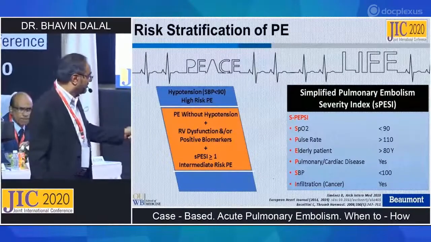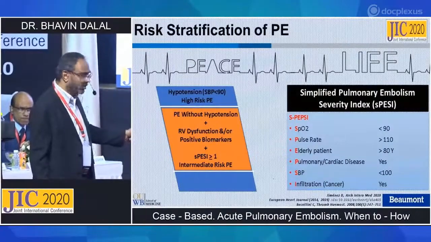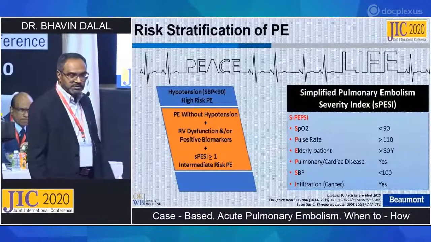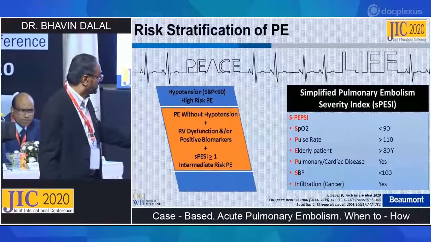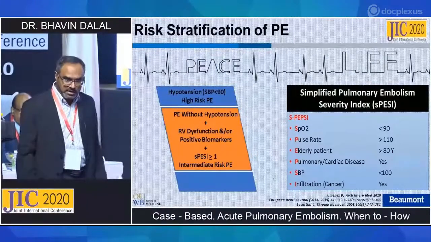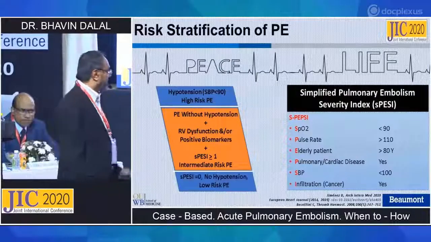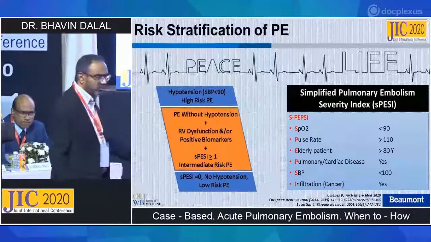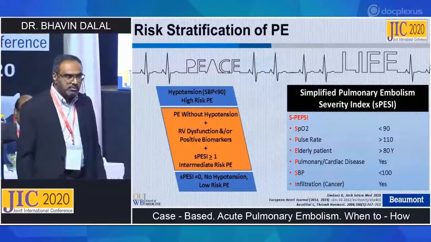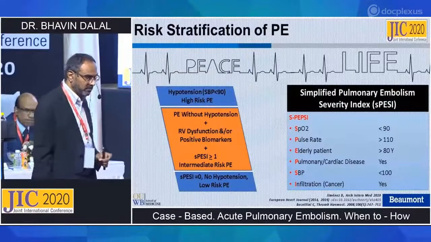If the patient has 1 point or more on the sPESI score and RV dysfunction is present, these patients are known as intermediate risk PE or submassive PE. Finally, if they don't have any sPESI score and are not hypotensive, those are considered low risk pulmonary embolism.